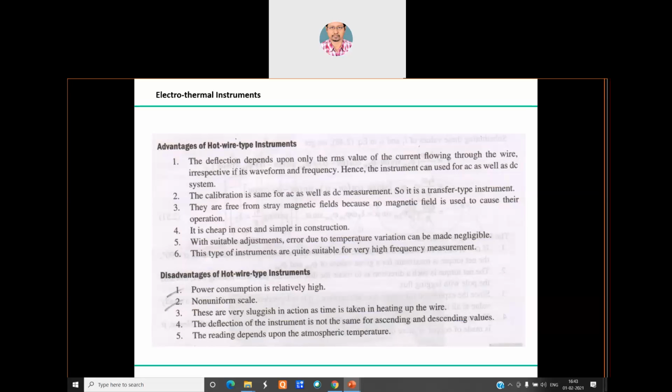What's the difference between these two mechanisms? Hot wire instruments don't depend on frequency variation, whereas electrodynamometer type instruments may be affected by frequency variation, particularly at smaller frequencies. Okay, the measurement at smaller frequencies and larger frequencies could be very different. As the frequency is increasing, the time period is changing, right? So these are also called transfer type of instruments. It depends upon the RMS value of the current flowing through the wire, irrespective of its waveform or frequency.